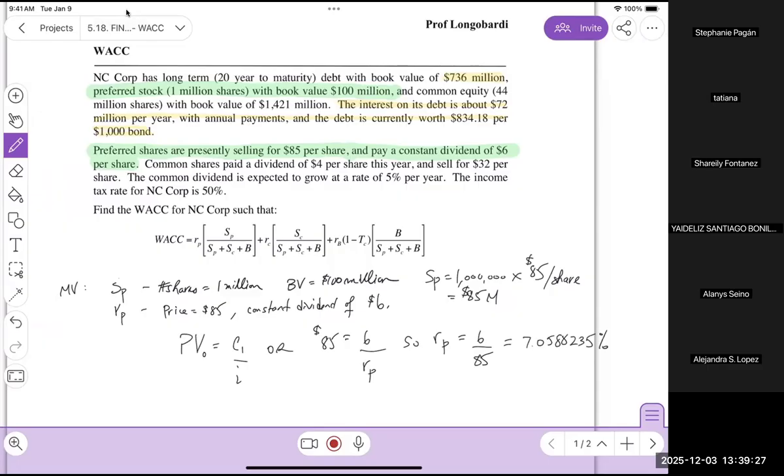7.0588235%. Got it? We're done. That was easy. It's just really messy. You got to practice it just to see that it's not a big deal. It's a lot of computations, but it's pretty basic application of what you already know. Just we have to do it 3 times because we have 3 securities.